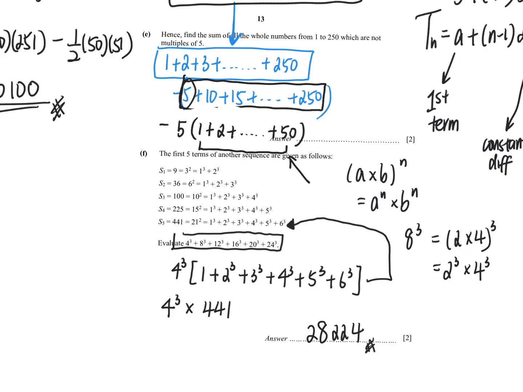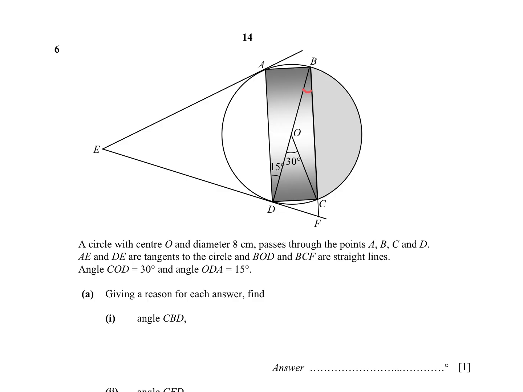The algebraic component from paper 2. Just 180 minus. See all that one. How to find the angle? Make a guess. You only learn a few properties. Angle at center is double the angle at circumference. So this angle is 15.